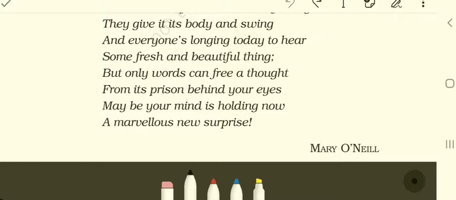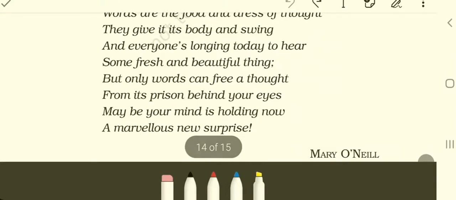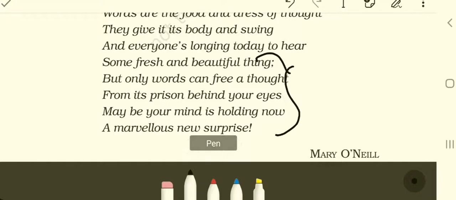Maybe your mind is holding now a marvelous new surprise. So the writer says that try to express yourself, try to develop this habit of writing. Who knows, in the pursuit of writing or in the practice or effort of writing something, maybe you'll end up writing a masterpiece, something that will be appreciated by almost everyone. Because people are willing to hear some of the greatest work that have ever been made.